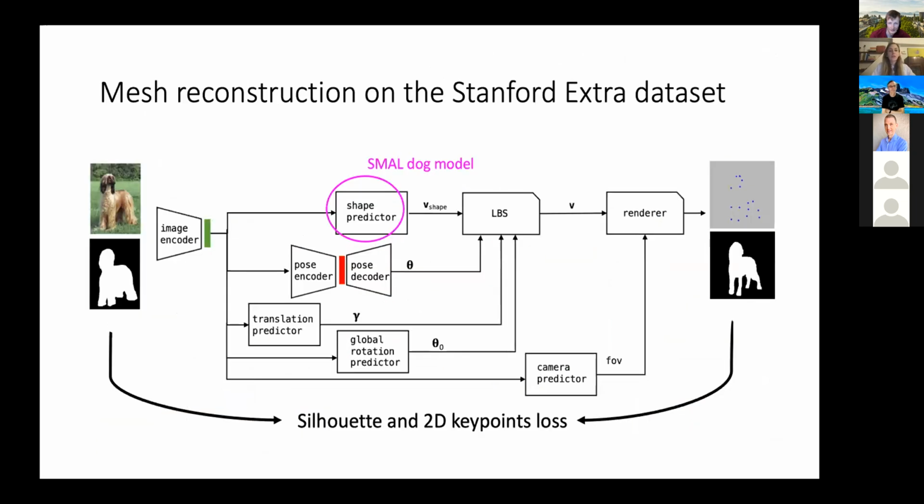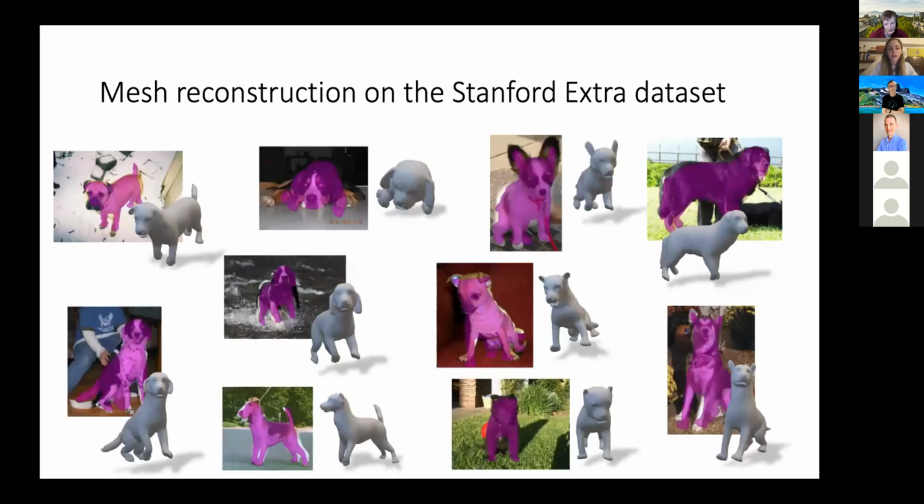Then we took the tiger network. We replaced the tiger model with the small dog model, and we trained on the Stanford Extra data set. These are some of the mesh reconstructions. I think they're nice because they have a reasonable pose, even if seen from other views. And we can capture some breed-specific features like the floppy ears.